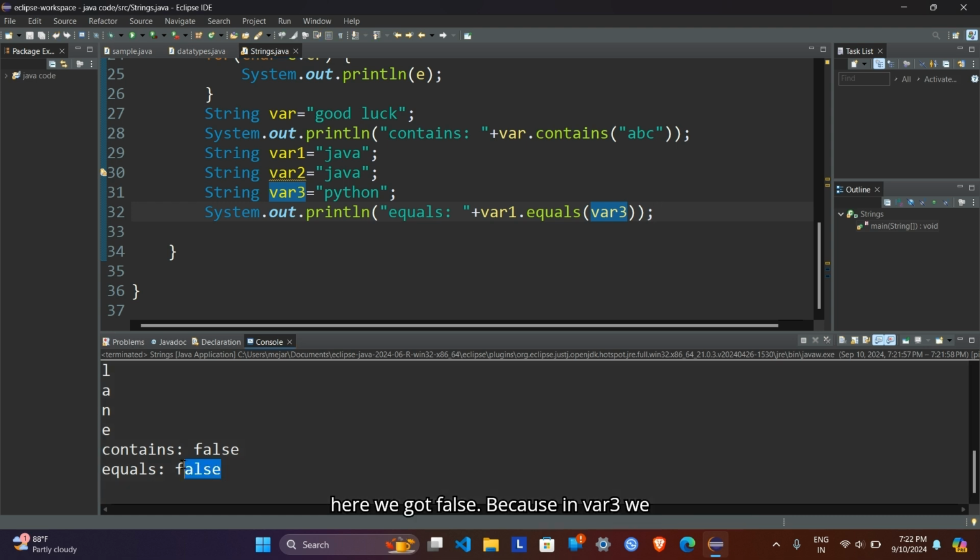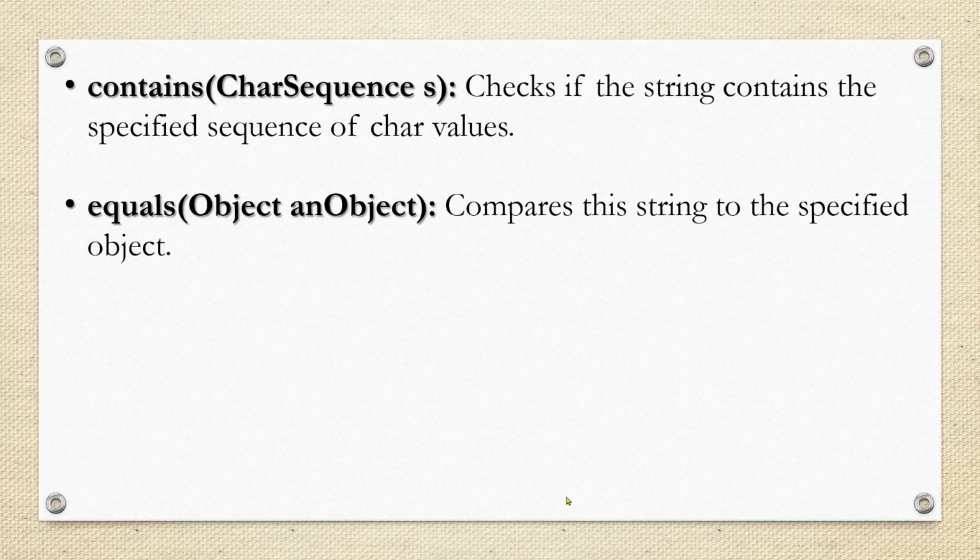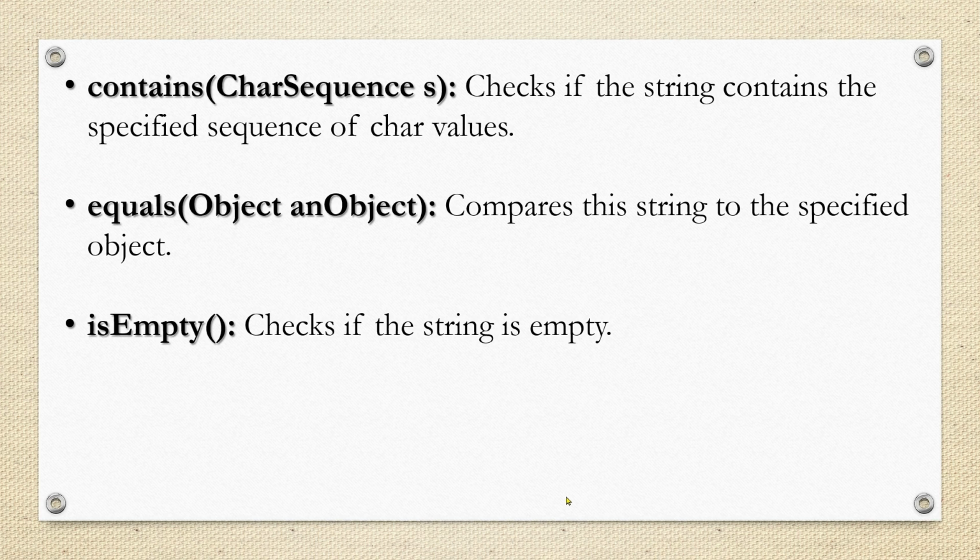See here we got false. Because in var3 we have Python and var1 we have Java. Both are not equal. So that's why in output we got false. Like this we can implement equals method on string variables. isEmpty. Checks if the string is empty. Returns true, if empty. Returns false, if not empty.